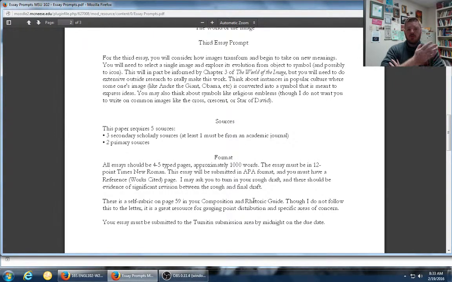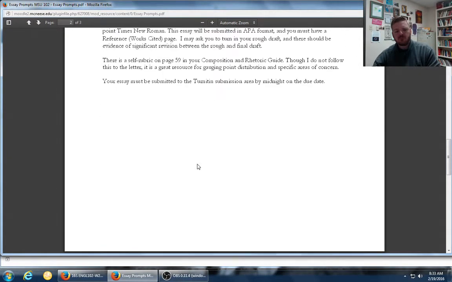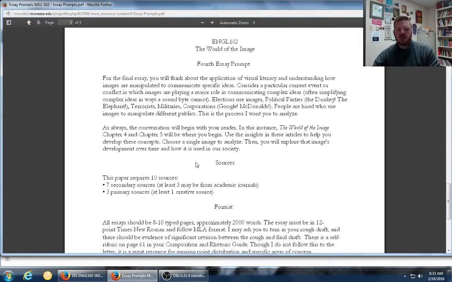So it's become iconic. And you have other things like this outline image of Andre the Giant. I mentioned that in there. There's pop culture images. One of my favorites is the Zen circle or the Star of David. I don't want you to write on those things because they're extremely common. I want you to pick something that's a little more challenging. So you're going to need 3 scholarly sources again for this, and 2 primary sources. Same sort of rules.